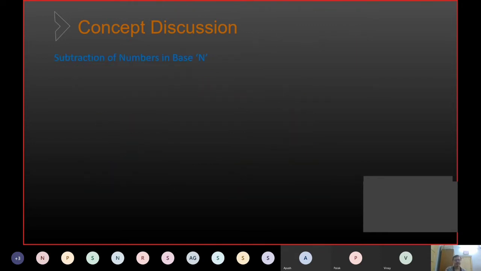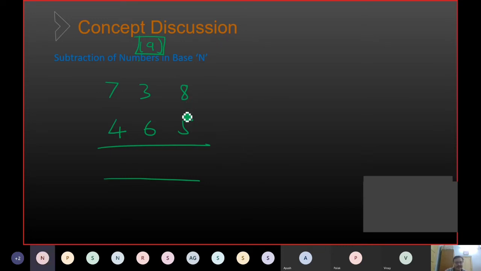Next, let us look at subtraction of numbers in base n. So let's take a number 738 and 465. Let's say we are doing this subtraction in base 9. How do we do this? What will be the last digit? I'm doing a subtraction in base 9. 8 minus 5, that is 3. Correct?